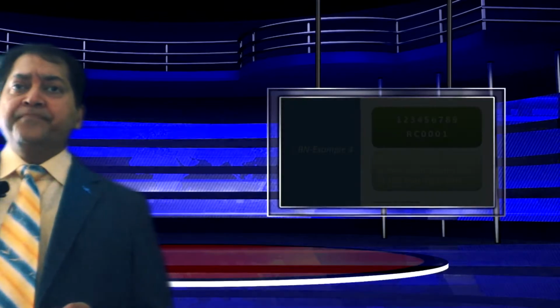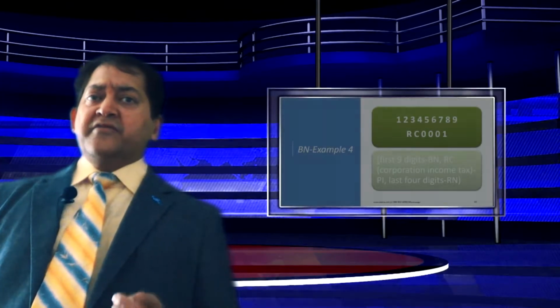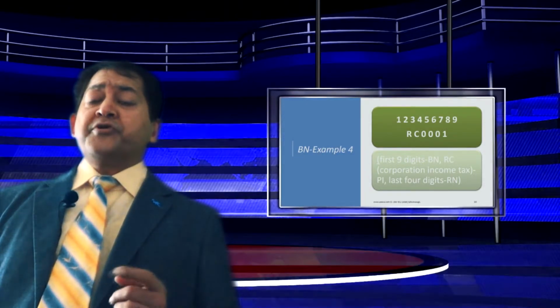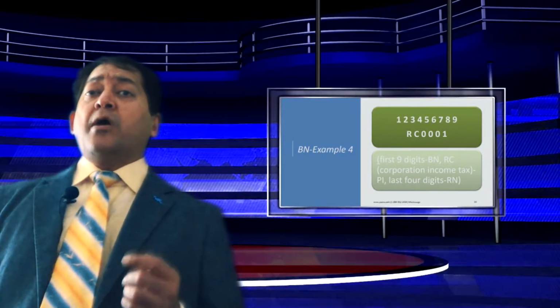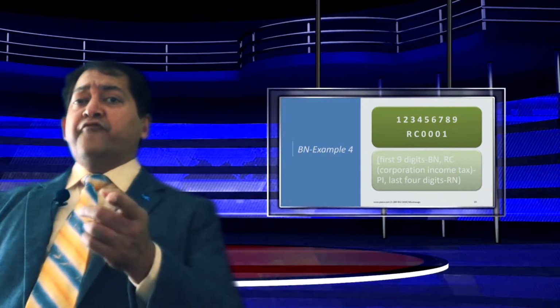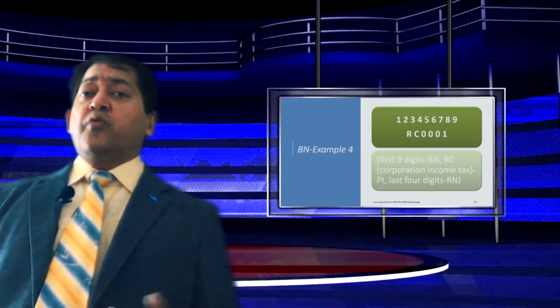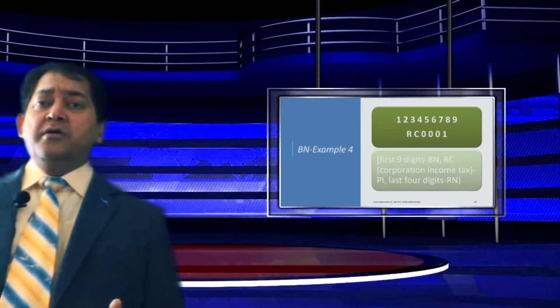One more example. In this example, the first 9 digits are again the business number, and RC relates to corporation income tax. So it means if you are an incorporated business, you need to apply for this type of business number. And the last 4 digits, 0001, are again the reference number.